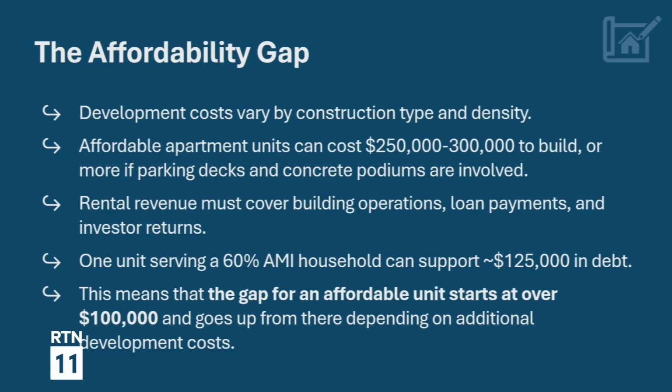But as a general rule, and these are some good numbers, an affordable apartment can cost, on average, roughly $250,000 to $300,000 per unit. And there are factors that can make it cost more, like having to build parking decks. Some of you may be thinking, well, that's a lot more than I would have thought. That's a lot more than it should be. I can build a single family house for a lot less than that. And maybe that's true.